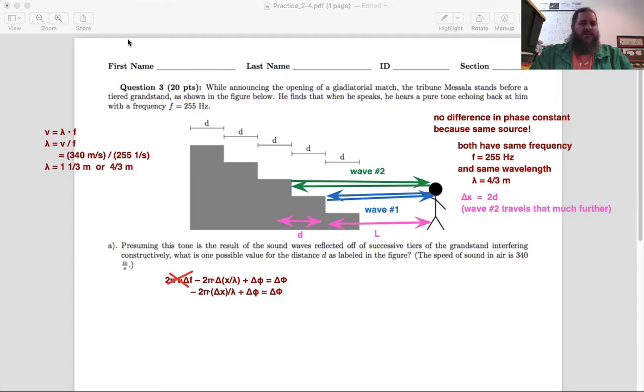So that means we can just ignore that term entirely. No difference in phase shift means delta little phi is 0, allowing us to focus entirely on the path length term. Any other questions on that so far?